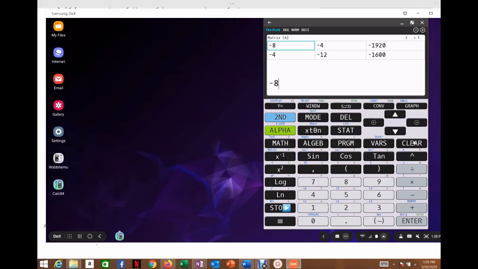So here, since I did the positive when I did my example this time, 8, enter, 4, enter, positive 1920.